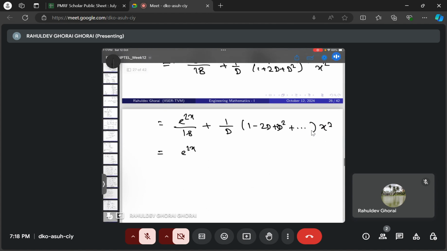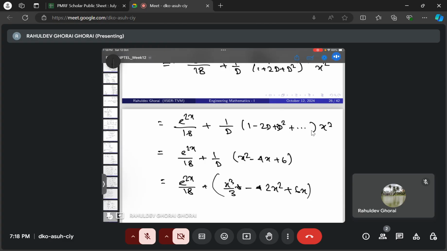So it will be 2x over 18 plus 1 over D times x square minus 4x plus, okay, 2 means 6, right? That will be equal to 2x over 18 plus x cubed by 3 minus 2x square plus 6x. That's all. So that will be your solution. So this is how you have to find it out.